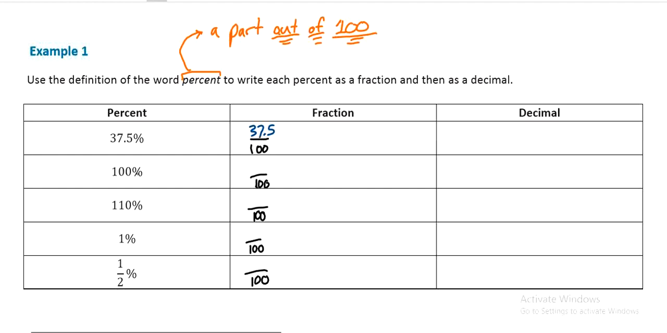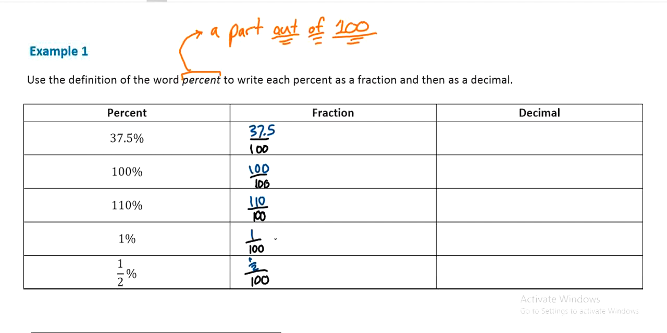There we go. Here, 100% is 100 out of 100. 110% is 110 over 100. 1% is 1 over 100. And half a percent is half over 100. Sorry, I know that might be a little small on your screen. So whatever number is in front of the percent sign, it goes on top when it's written as a fraction.